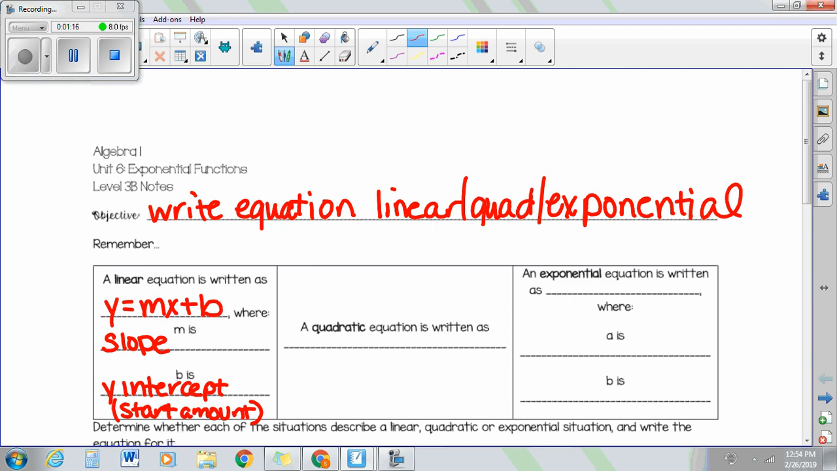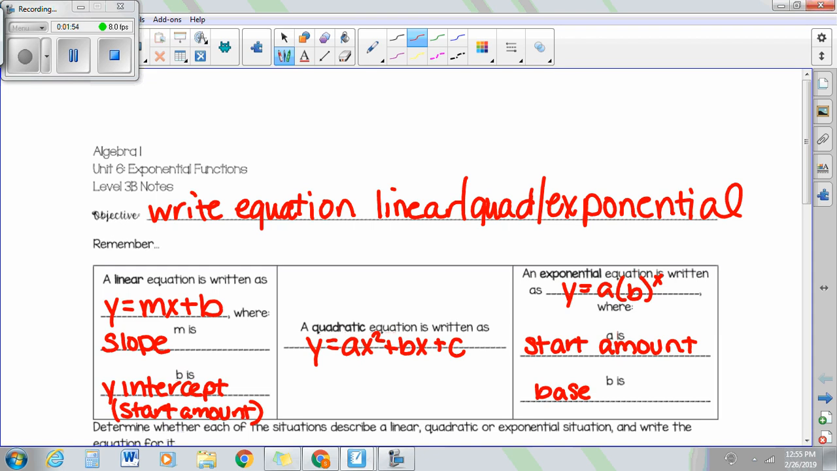Quadratic equations we don't have to write, but you should be able to recognize them, and it's good practice to get it in your notes anyway. Ax squared plus bx plus c. If you'll remember from level 2, we use that formula a lot so that Desmos will write the equation for us. Exponential equations are written as y equals a times b to the x. A is the initial amount, so the starting amount, initial amount, they mean the same thing. B is the base.